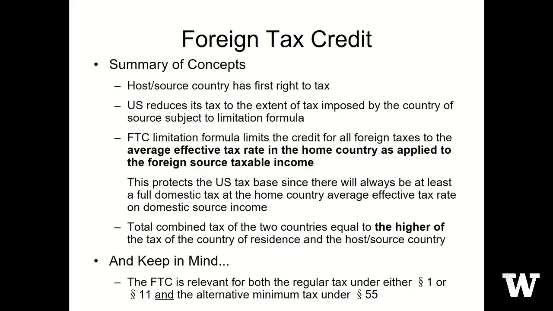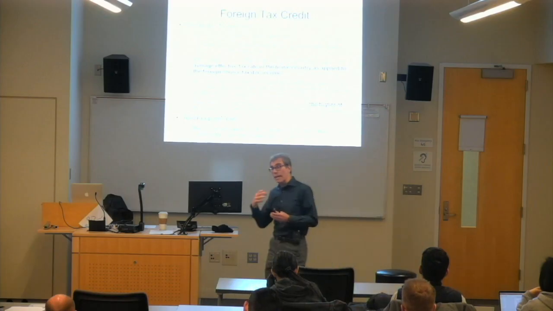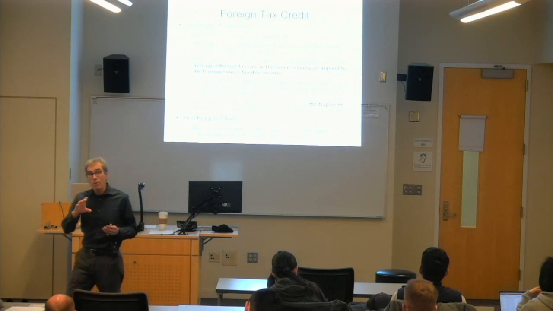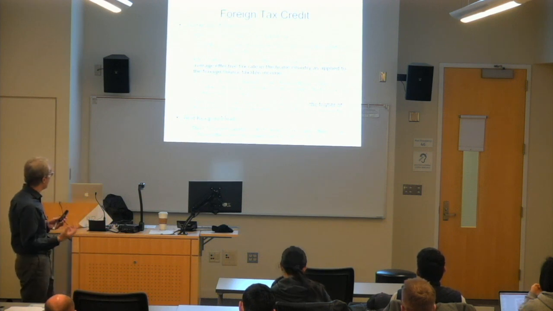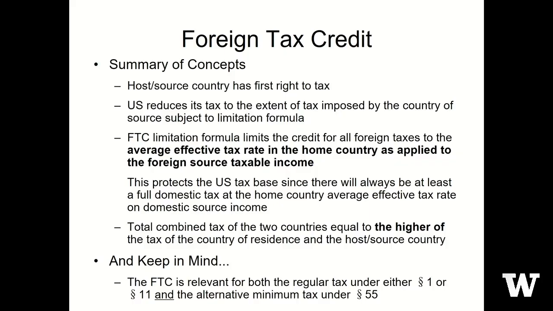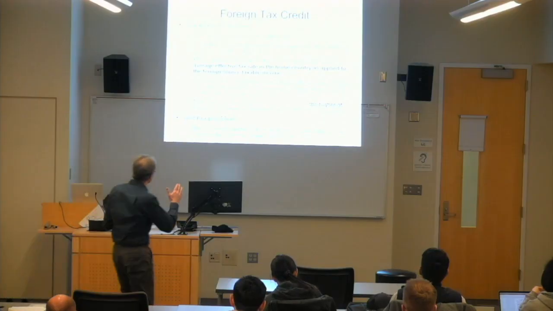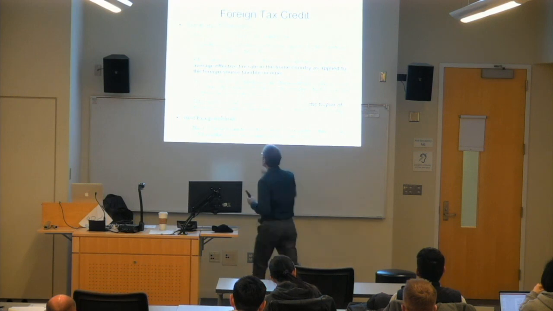And as talked about and shown in the examples, the U.S. reduces its tax to the extent of tax imposed by the country of source. We haven't gotten into it yet, but the amount of credit that's given is subject to a limitation. We'll get into that limitation later and why it's there. Okay, and again, fourth point there, the total combined tax of the two countries is equal to the higher of the tax of the U.S. or the other country. So those are, I think, the important things to take away so far.